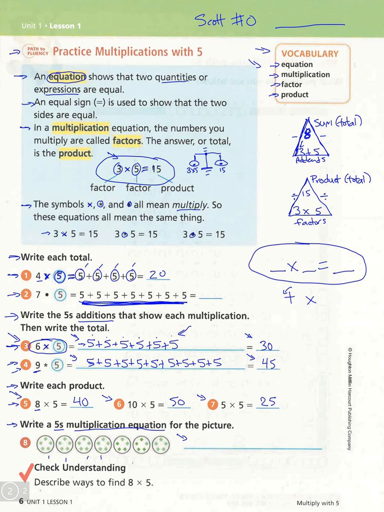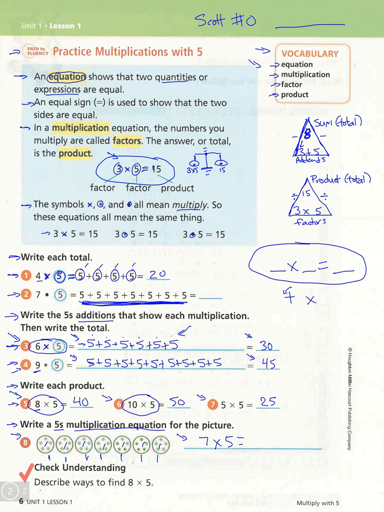So now we're looking at number 8 here. It says write a 5's multiplication equation. And so really what we're going to do is we're going to write one of these equations here. So we need to count how many 5s we have. And we did that before. So 1, 2, 3, 4, 5, 6, 7. So we have 7 groups of 5, right? So here's a group of 5. 1, 2, 3, 4, 5, 6, 7. We have 7 groups of 5.